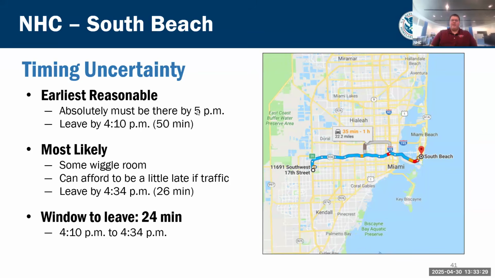But if I don't have any wiggle room, I have to be at South Beach by 5 p.m. or I lose everything. I lose my deposit for my very expensive dinner. I need to leave by 4:10 because I need to get to the beach in that time. I don't have any risk. So I have about a 24-minute window to leave to get to the beach.